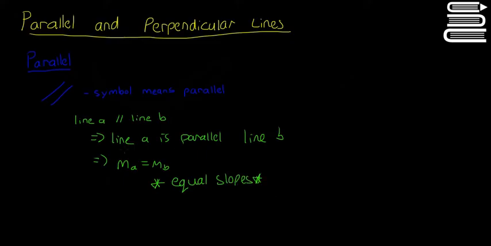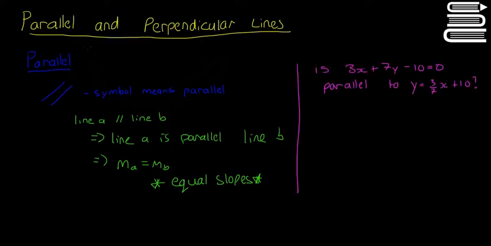They could tell you the slope of line A, and tell you that it's parallel to B, and that means you'd know straight away what the slope of line B is, because it has the exact same slope. For example, take the quick question I just scribbled out there: is 3x plus 7y minus 10 equal to 0 parallel to the line y is equal to 3 over 7 x plus 10? You could either graph them out and see if they're parallel, or a much easier way is to compare their slopes, and if their slopes are equal, then it is parallel.